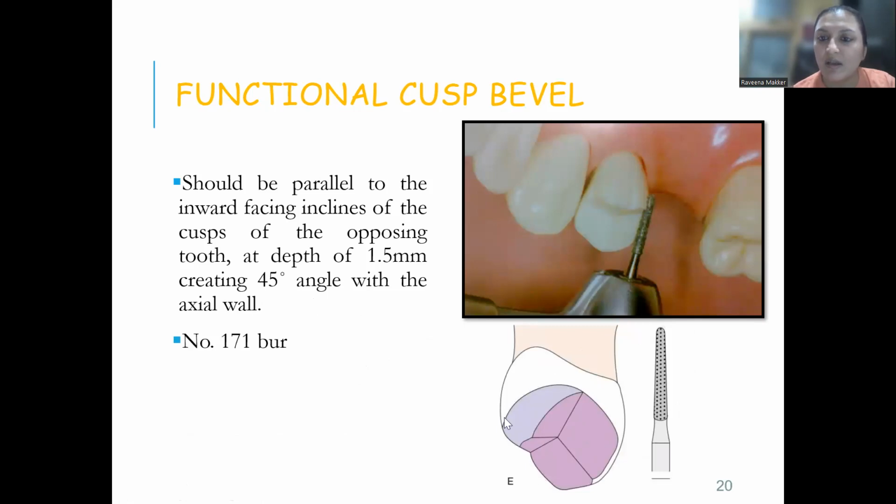Then is the functional cusp bevel. It should be parallel to the inward facing inclines of the cusps of the opposing tooth at a depth of 1.5 mm, creating a 45-degree angle with the axial wall. It is made with a number 171 burr. You can see this picture. The functional cusp bevel is placed parallel to the inward facing inclines of the opposing tooth.